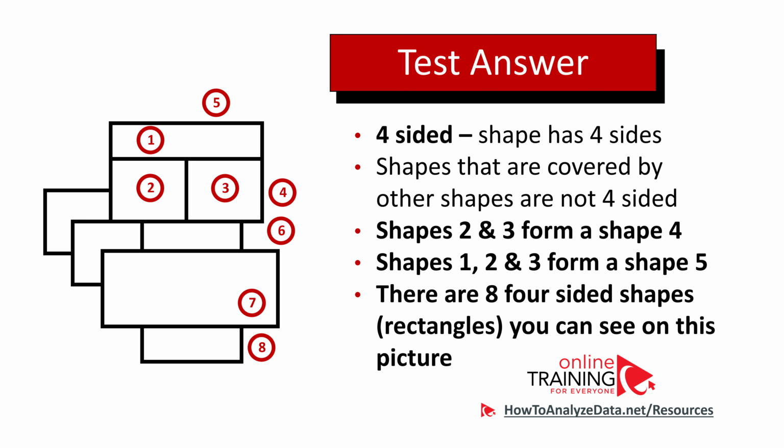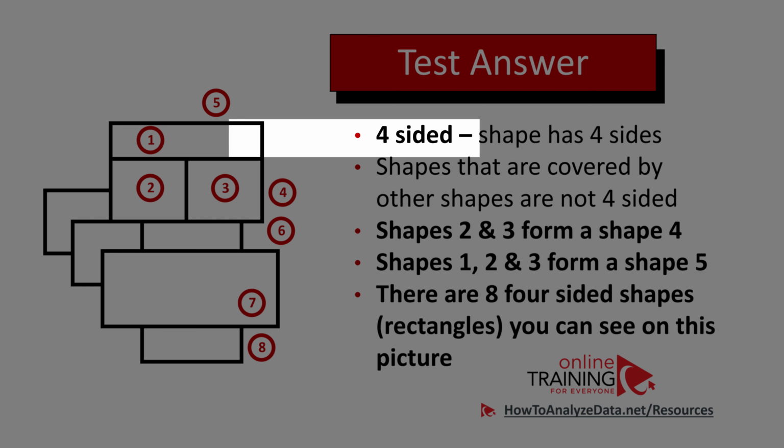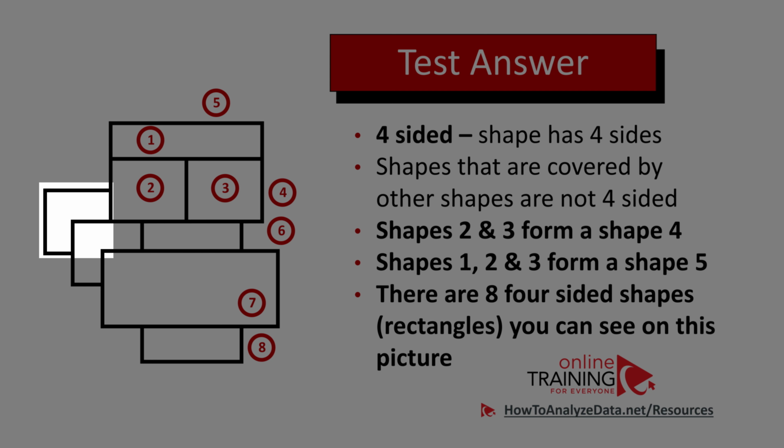So as I mentioned, first let's do a definition of the 4-sided shape. And the simple definition is that the shape has 4 sides. For example, a rectangle has 4 sides, and you see a rectangle here which has 4 sides, and this shape matches the criteria. Shapes that are covered by other shapes are not 4-sided. For example, we have something that mimics a square here, but because it's covered by another square, it is not 4-sided. Actually, it has 5 sides.